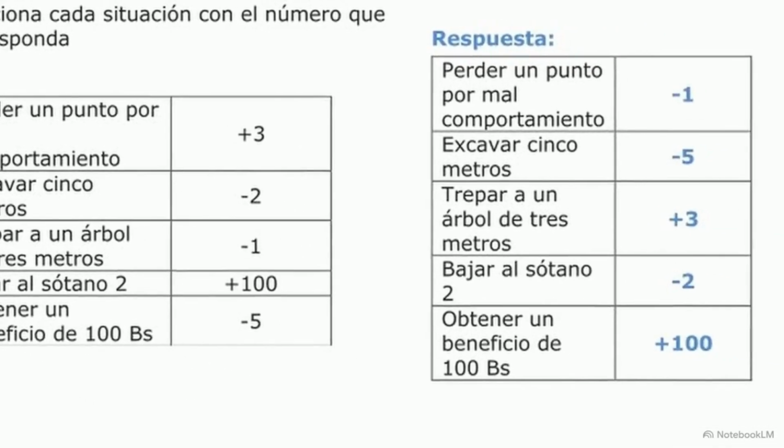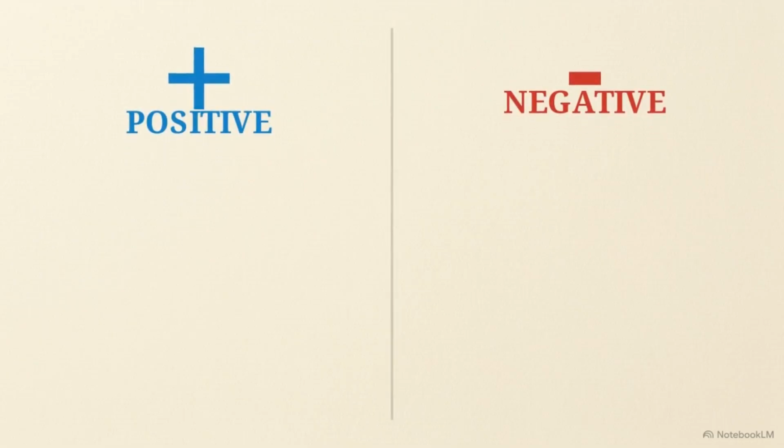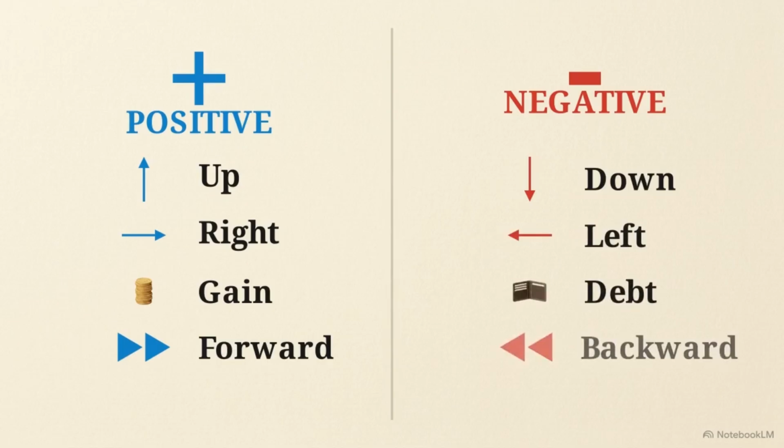This table shows exactly how actions like losing a point, digging down, or climbing a tree match up with positive and negative integers. This gives us a quick cheat sheet. For positive numbers, listen for cues signaling an increase. Words like up, right, gain, and forward mean you are adding value. For negative numbers, cues like down, left, debt, and backward mean you are subtracting value.